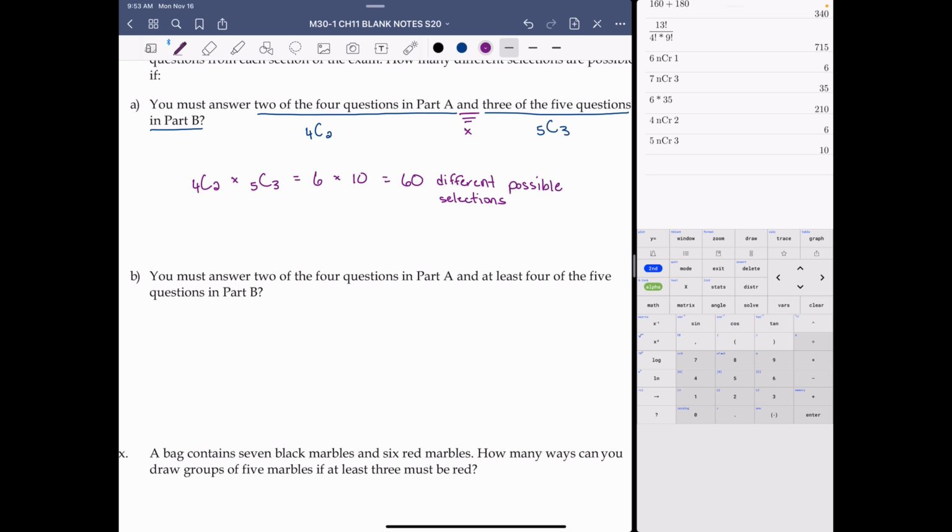Part B, you must answer 2 of the 4 questions in part A. So same thing, 4 choose 2 and multiply at least 4 of the 5 questions in part B. So that means you could choose 4 of the questions in part B, or we could choose 5 of the questions in part B to answer. Then we have 2 different cases. Case number 1 is 4 questions from part B.